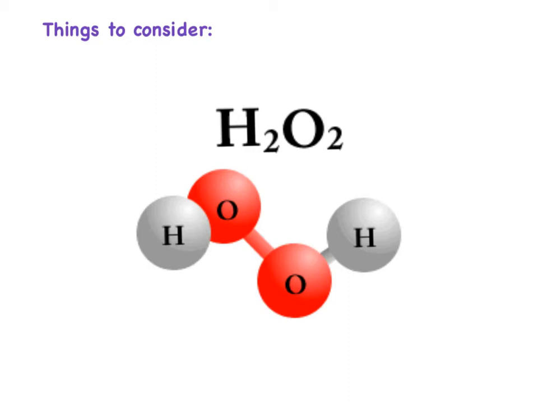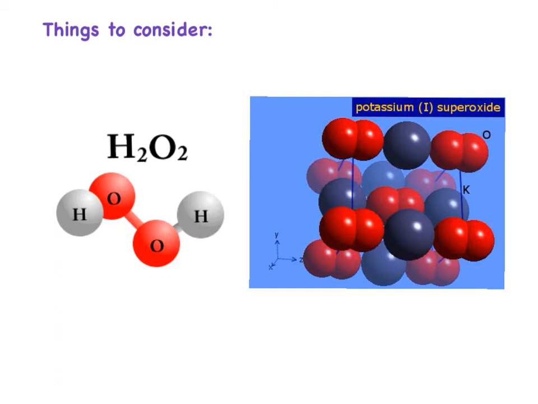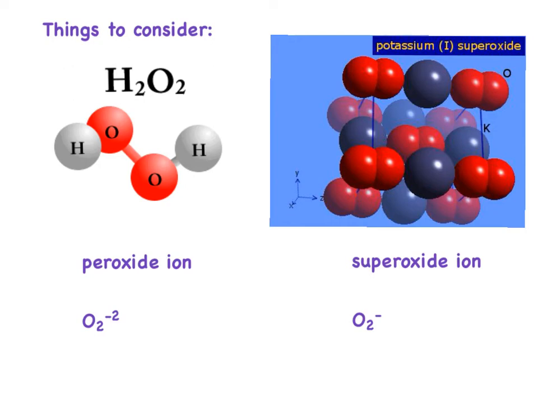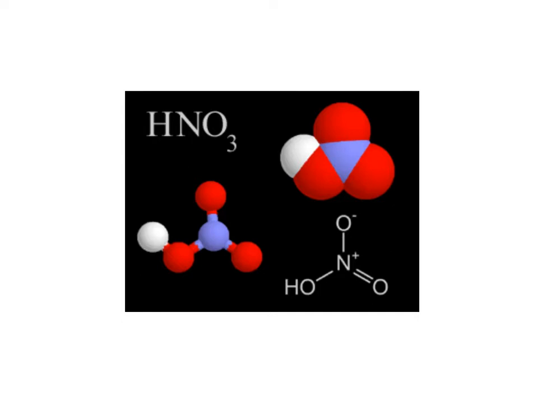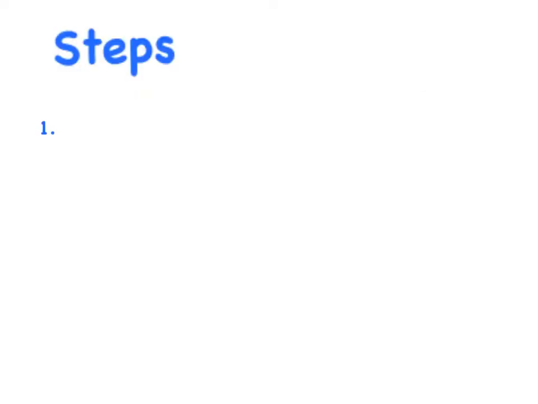Oxygen atoms are only bonded to each other in peroxides, like hydrogen peroxide here, or superoxides, which react with large heavy alkali metals like potassium, rubidium, and cesium. And in most oxyacids, like nitric acid, as well as most other compounds that contain both oxygen and hydrogen, the hydrogens are always bonded to the oxygens, as you can see.